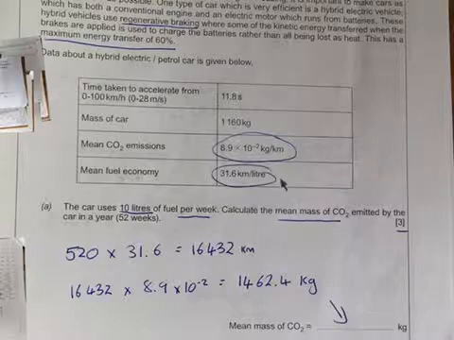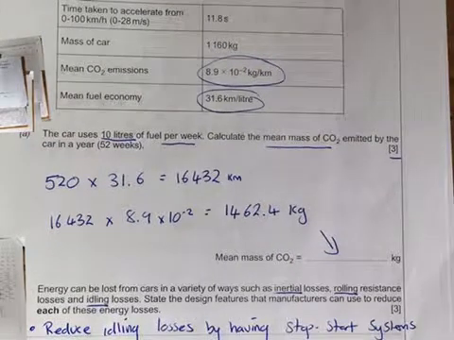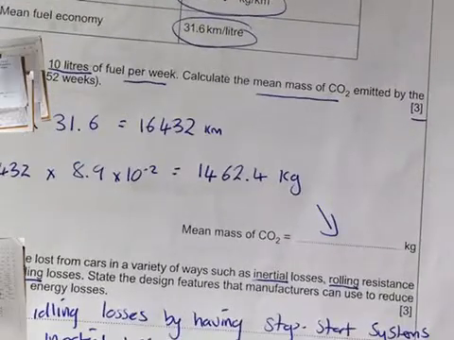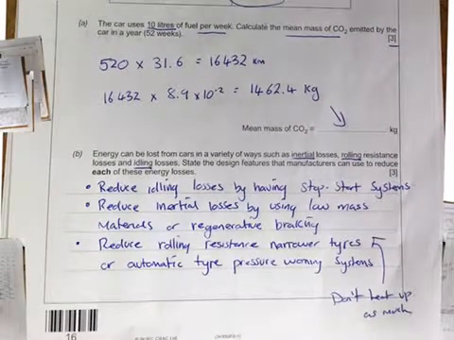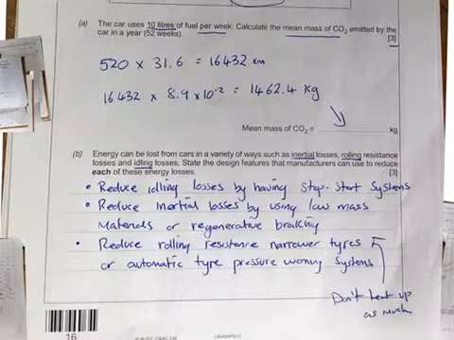Now I've got my distance. I know my CO2 emissions is going to give me 8.9 times 10 to the minus 2 for every kilometre. So, because I do this many kilometres, I just times it now by this. And it's going to give me 1462.4 kilograms of CO2.